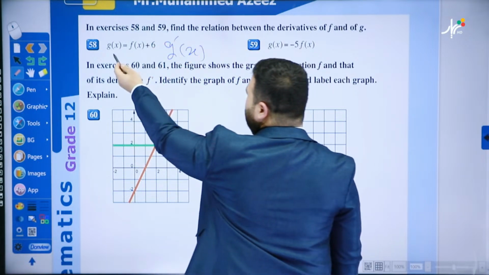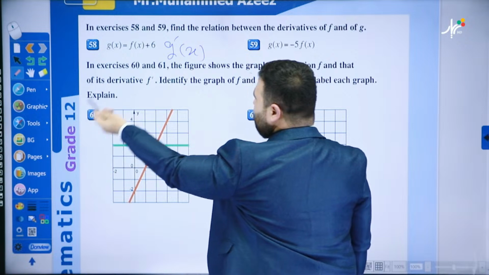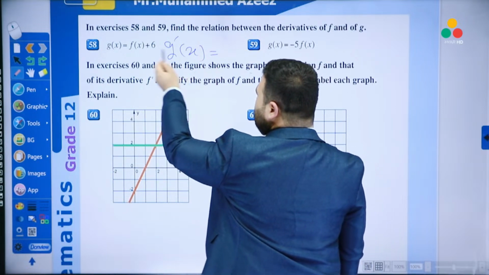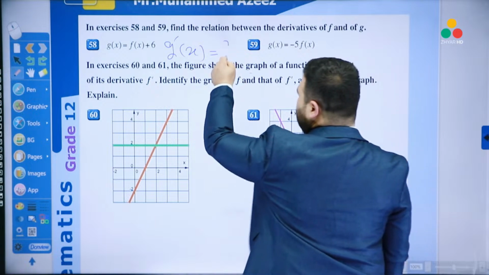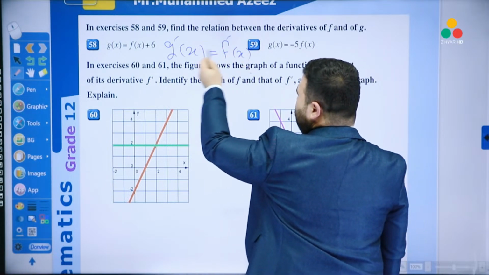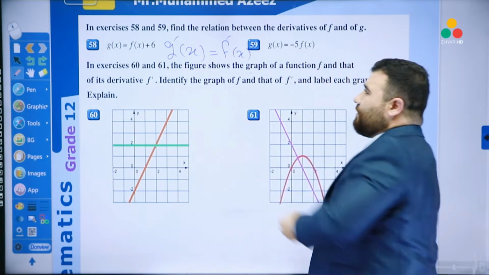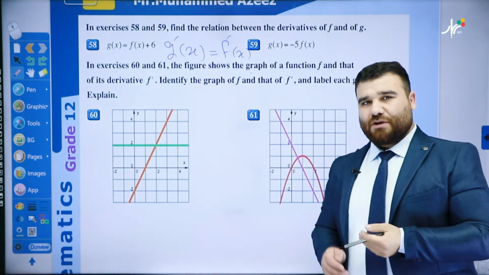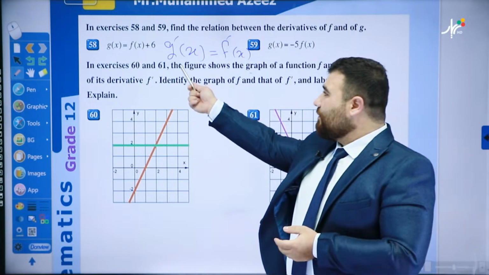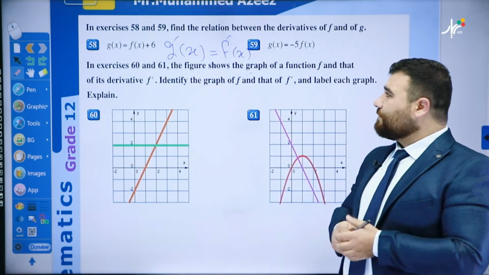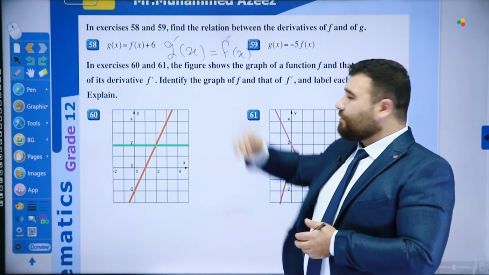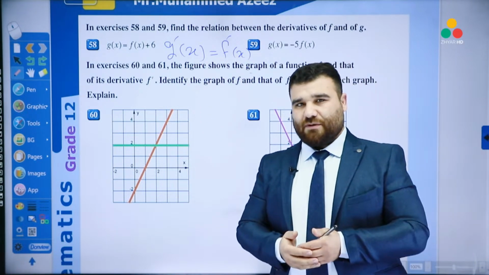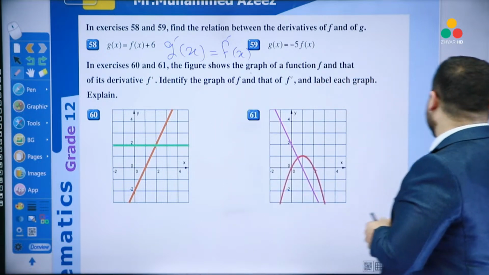If I take the derivative of one side, I should take the derivative of the other side. What's the derivative of this side? The derivative of f(x) is f prime of x, and the derivative of 6 is 0. So the relation between f and g in question 58 is g prime of x is equal to f prime of x. The derivatives are equal. Constants don't matter.